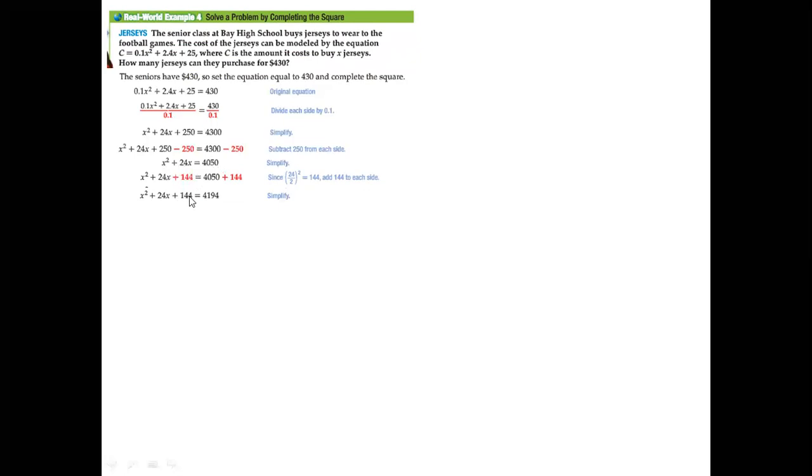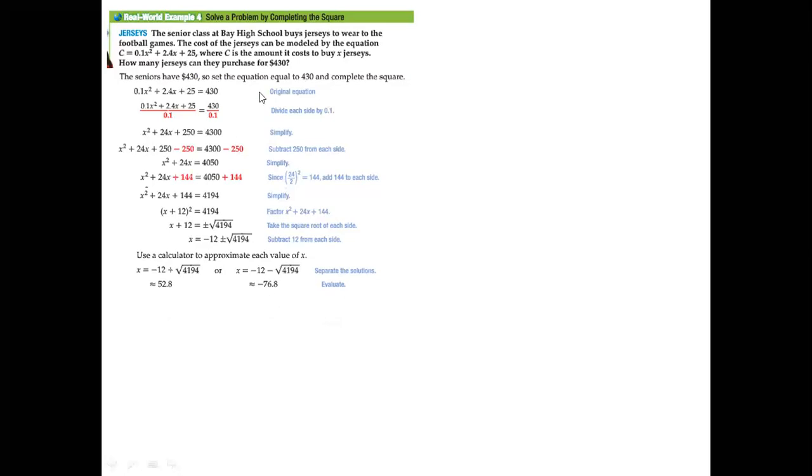The left side, that trinomial is a perfect square, so I can write it in its factored form, x plus 12 quantity squared. Take the square root of both sides. Don't forget your plus or minus. Subtract 12. And then you get your two answers, negative 12 plus the square root of 4194 and negative 12 minus the square root of 4194. Now this is important that you get the decimals here so you can see what these actual answers are. One says your answer is 52.8. The other one says it's negative 76.8.